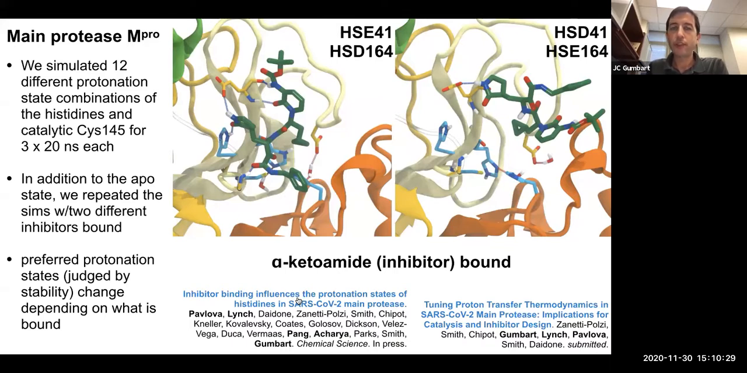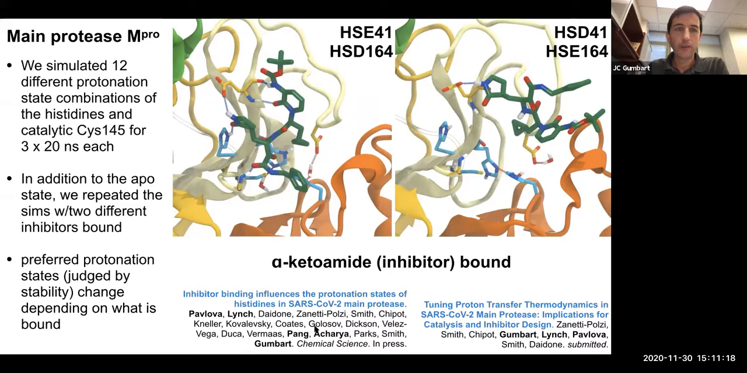One of the things we realized in doing these various simulations was that the protonation states are not uniform and in fact do vary, whether it's the apo state or different inhibitors are bound. And so we think it's really important to consider this. And in fact, our paper on this has recently been accepted in Chemical Science. So this one here: inhibitor binding influences the protonation states of histidines in SARS-CoV-2 main protease. And this was work done with our colleagues at Oak Ridge National Lab. You might recognize one there, for example, Josh Vermas, and also some collaborators at Novartis, where they're also very interested in how to determine the protonation states of these proteins.